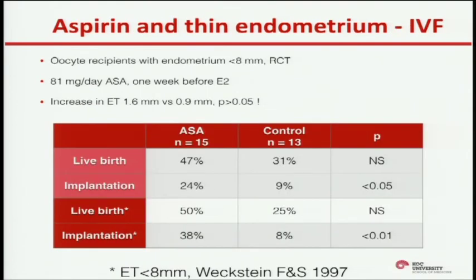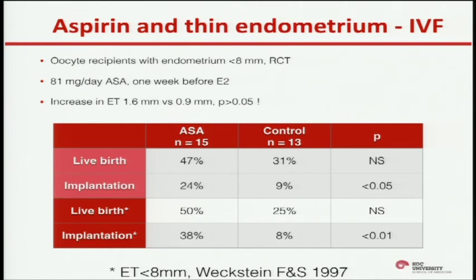Okay? So this is a study from 1997. It's a randomized controlled trial. It included women, oocyte recipients actually, who had a thin endometrium in a prior cycle. Okay? So they were randomized to receive baby aspirin or nothing, the week before they started estradiol replacement for oocyte donation.